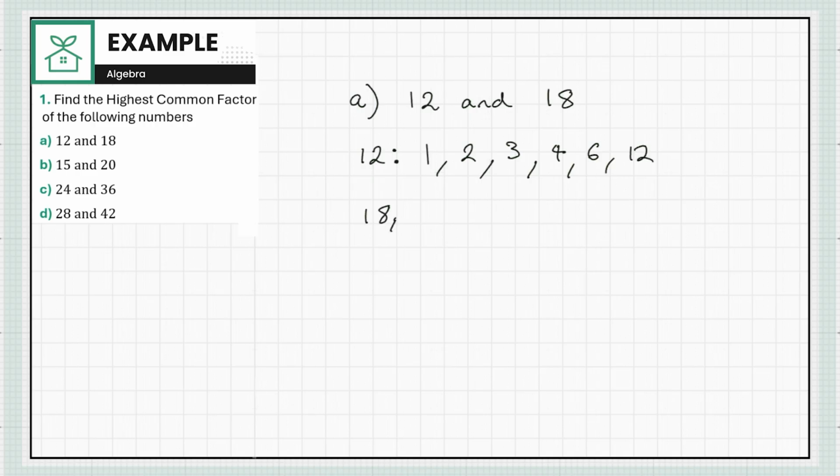For 18, we have the same kind of thing. 1 is a factor, 2 is a factor, 3 is a factor, 6, and then 9, and then 18 itself. Okay? So for all of these, the highest common factor between them is going to be 6. In which case, for A, the HCF is equal to 6.